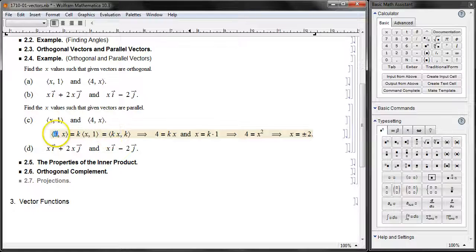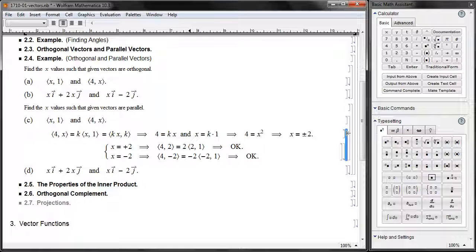So comparing the first coordinates, 4 equals kx, here we have one equation. From the second equation, x equals k, we have a second equation. So two equations and two unknowns, you can solve it using the standard substitution method. Do it, you're going to get 4 equals x squared, you're going to get x equals plus or minus 2.